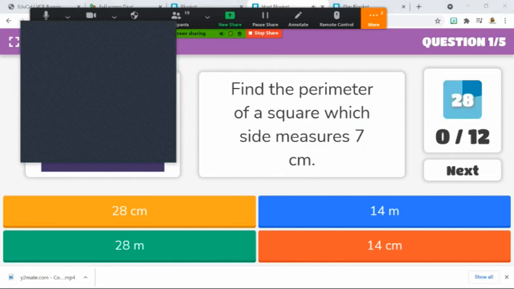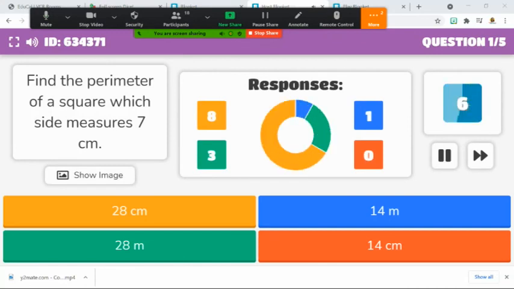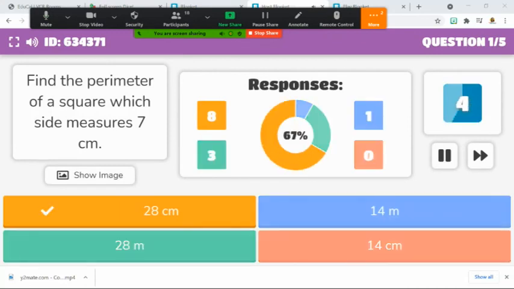Find the perimeter of a square. So you have 30 seconds here to answer, okay? Find the perimeter of a square whose side measures 7 centimeters. Right. The correct answer is 28 centimeters.